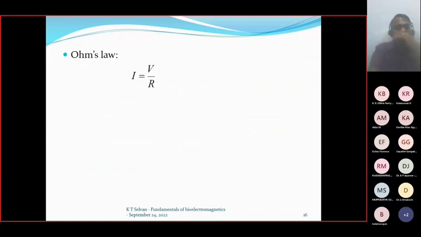So this is the introduction of what we can call Ohm's law. Ohm's law: current is given by potential difference divided by resistance. So this is also one of the fundamental equations in electromagnetics.